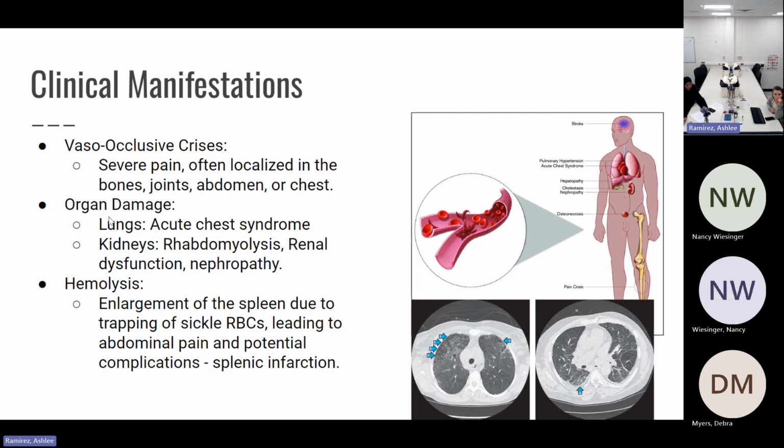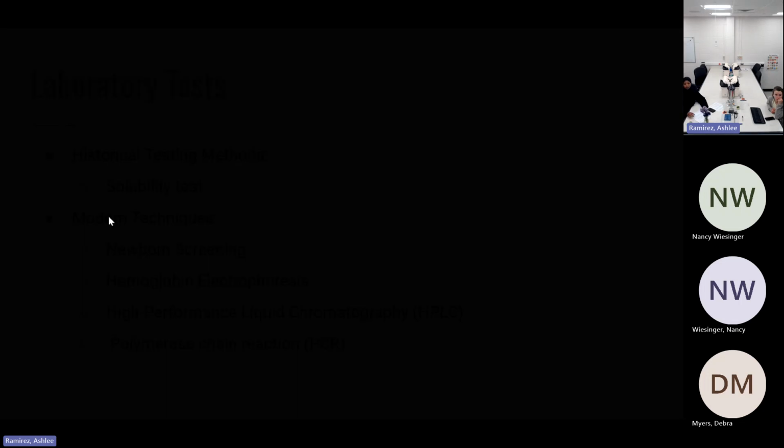Other manifestations can include renal dysfunction, nephropathy, rhabdomyolysis, like I mentioned, which can impair the kidney function. Another significant manifestation is hemolysis, which I touched on earlier, caused by the premature destruction of red blood cells and can contribute to anemia. And we see all the symptoms associated with anemia from that. Again, the trapping of the red cells by the sickled red shape can result in abdominal pain and cause splenic infarction.